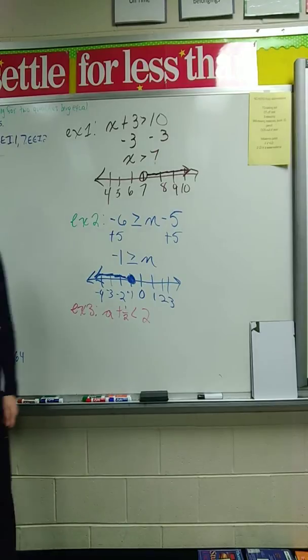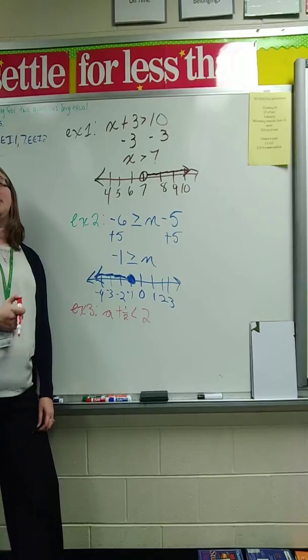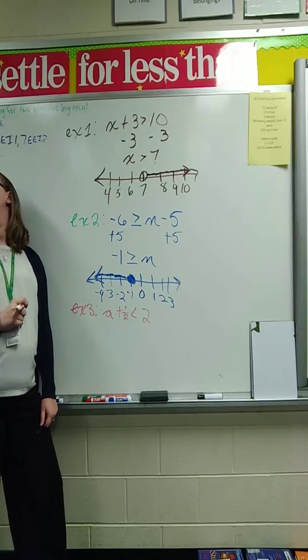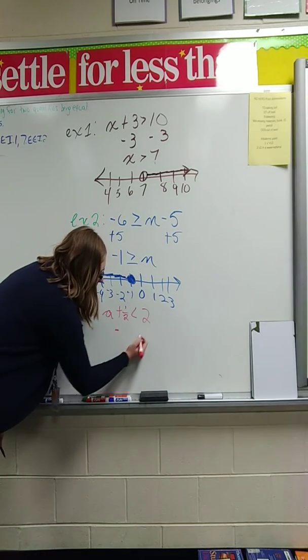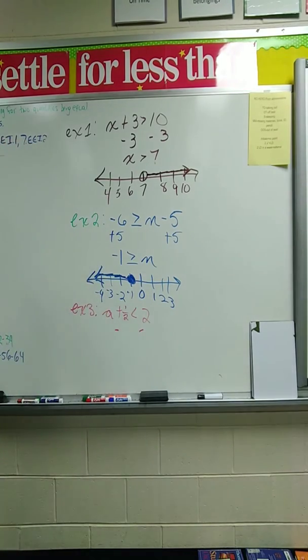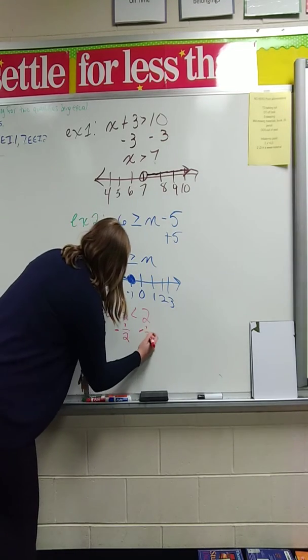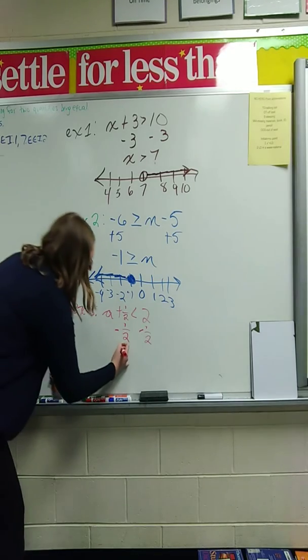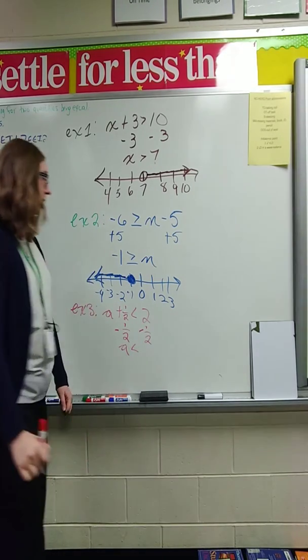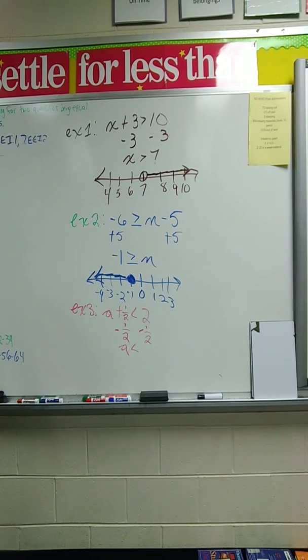What would I divide by? Subtract. You think I should subtract? Do you agree? Yeah. So I'm going to subtract on both sides. What quantity am I going to subtract? Is it a number? I'm going to subtract a half on both sides. A half minus a half gives me 0. I'm left with a being less than. What's 2 minus a half? 1.5.